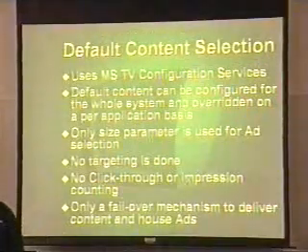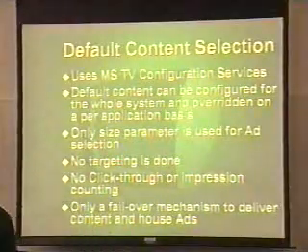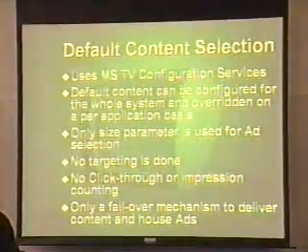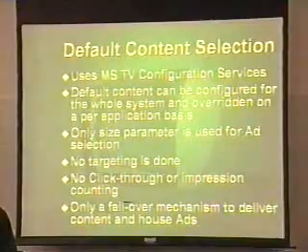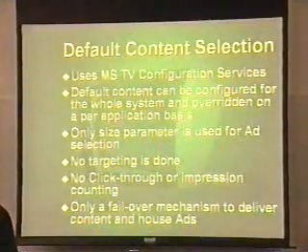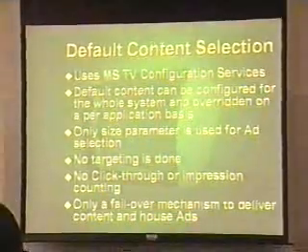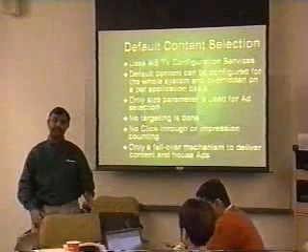So the default content, as we talked about, uses the configuration services, and it is not targeted at all. We will talk about the extent of targeting that we support. There are about 40 different parameters that we support: the zip code, the time, the user ID, and the box's capability. A whole bunch of parameters are supported.